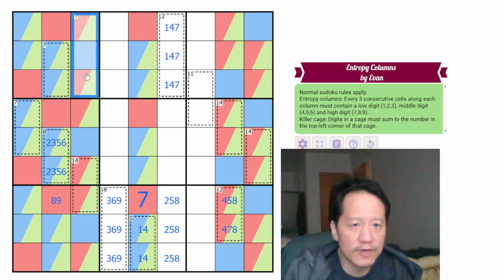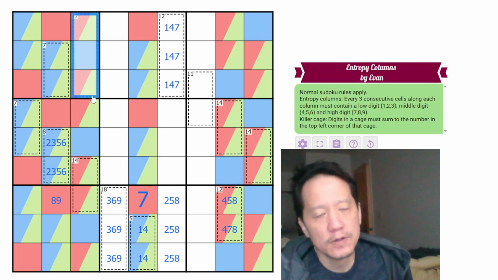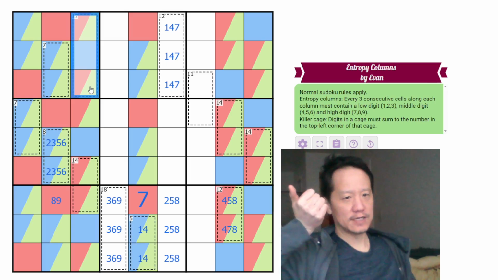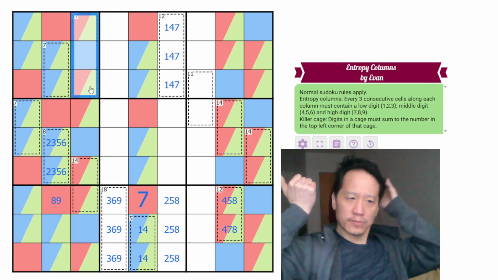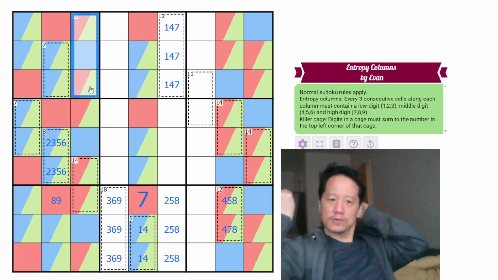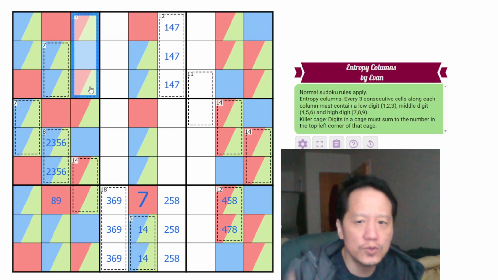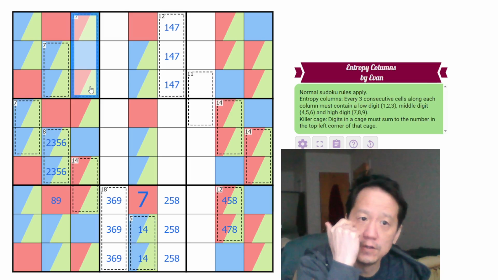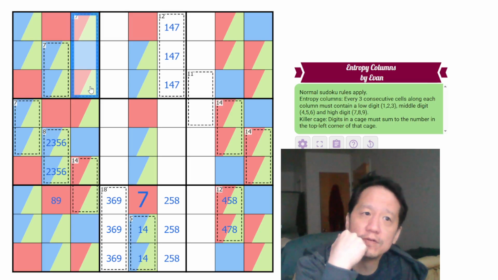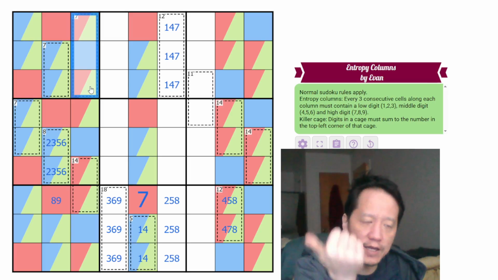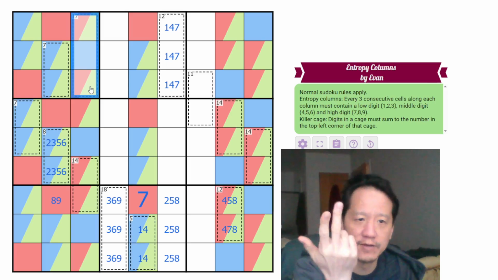So if you have a low digit here. Okay, so this one has to be low, middle, and high, and it adds up to 17 for 3 digits. So you could have 2, 6, and 9, because that adds up to 17. Or 3, 6, 8 works. Or 3, 5, 9 works.